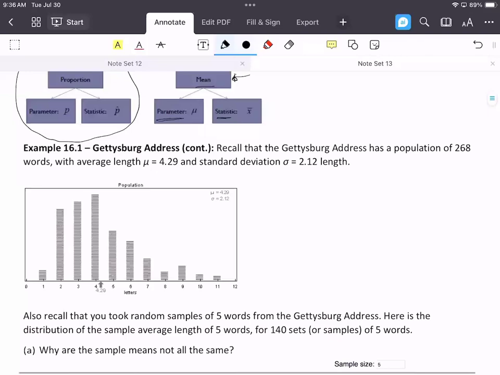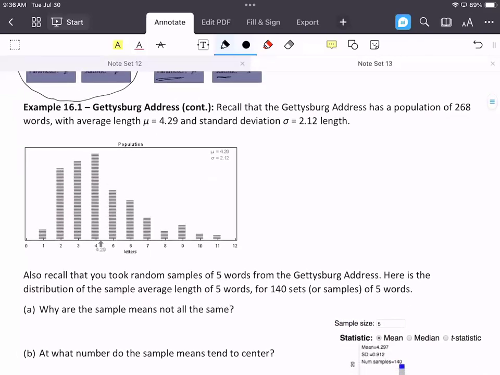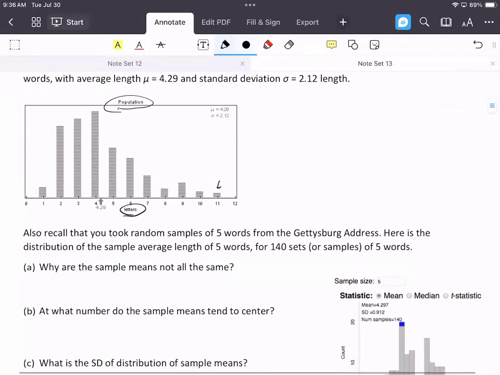Going back, hopefully you remember the Gettysburg Address, that example we worked on a couple weeks ago. It has a population of 268 words with an average length of 4.29 and a standard deviation of 2.12. Here is the population. There are all 268 words represented here. This is the number of letters in each word. And it also lists here, by the way, the center, in other words, that mean and the standard deviation.